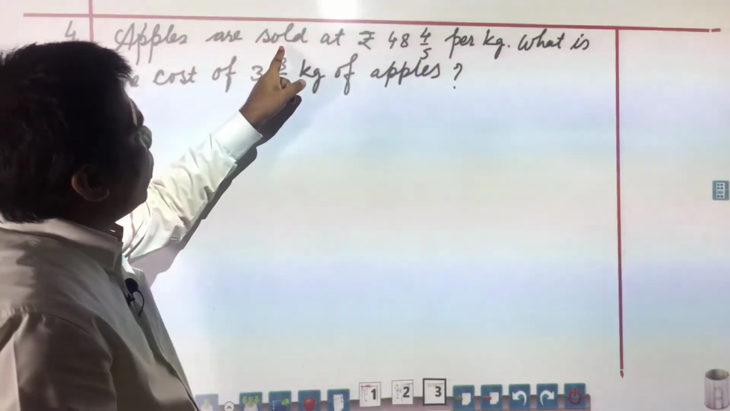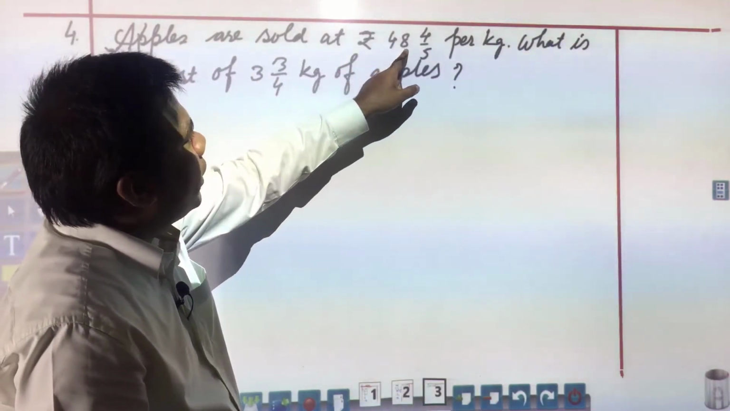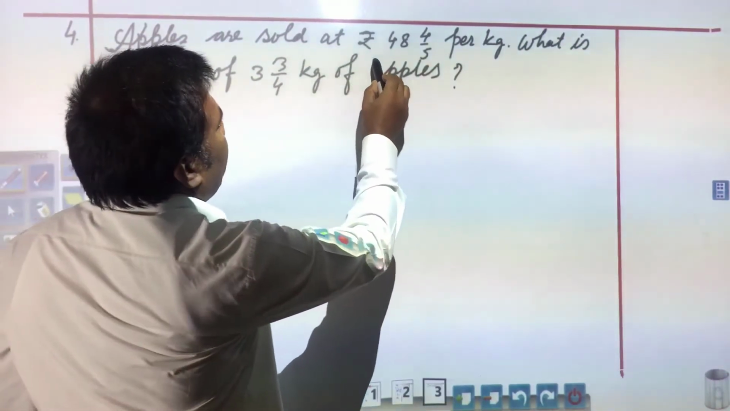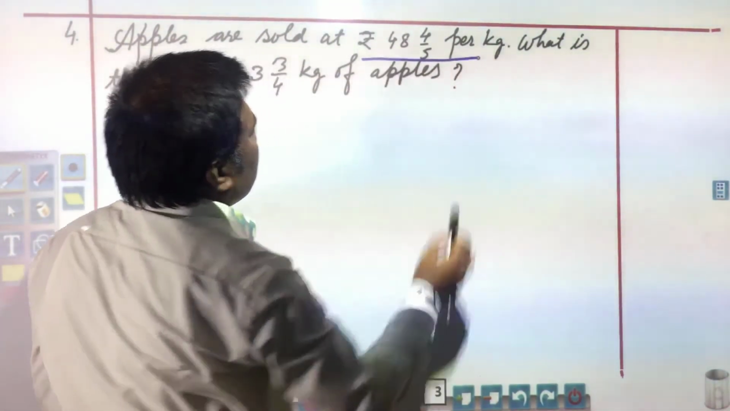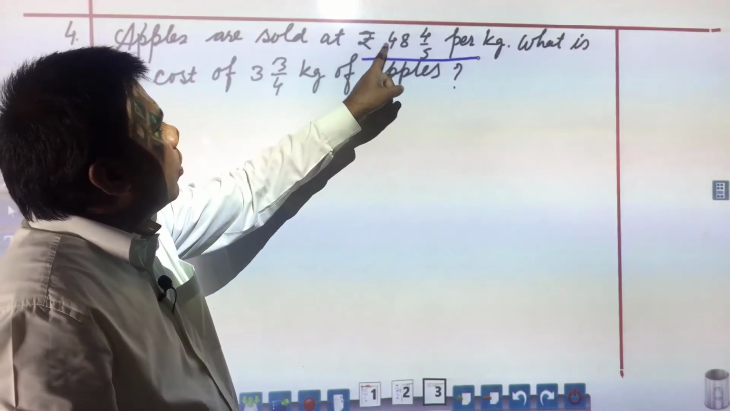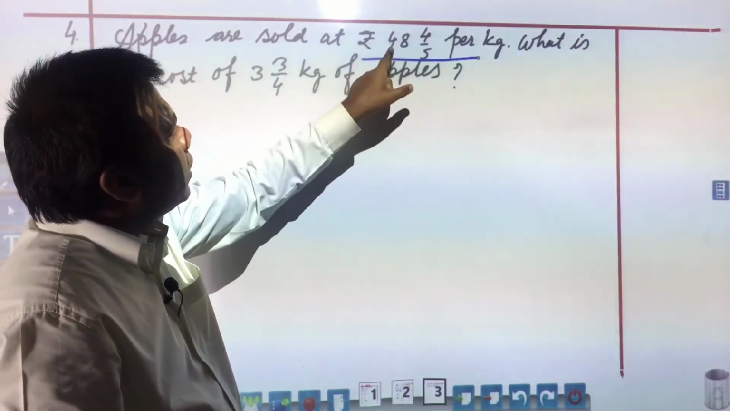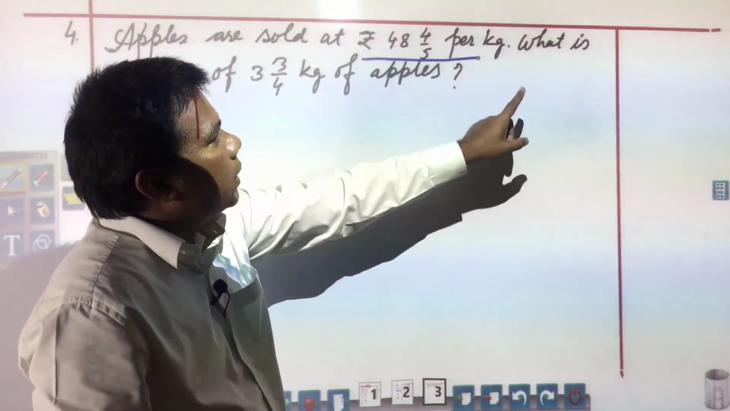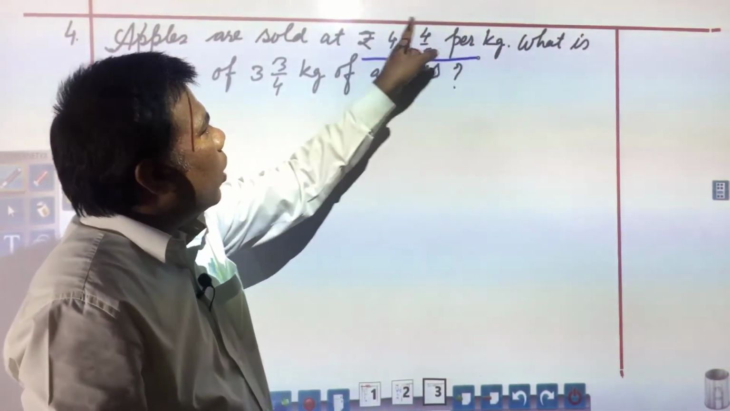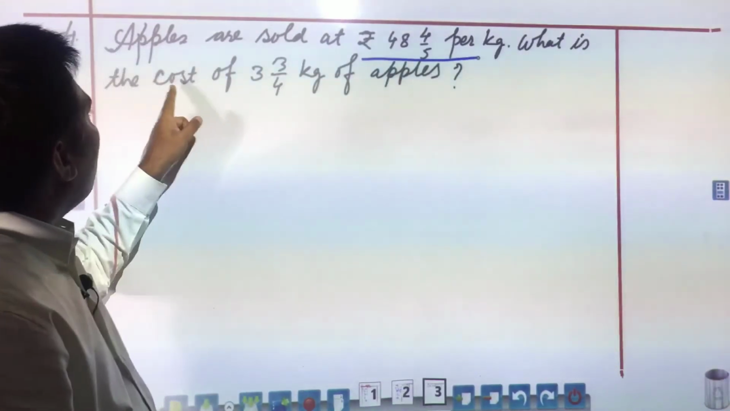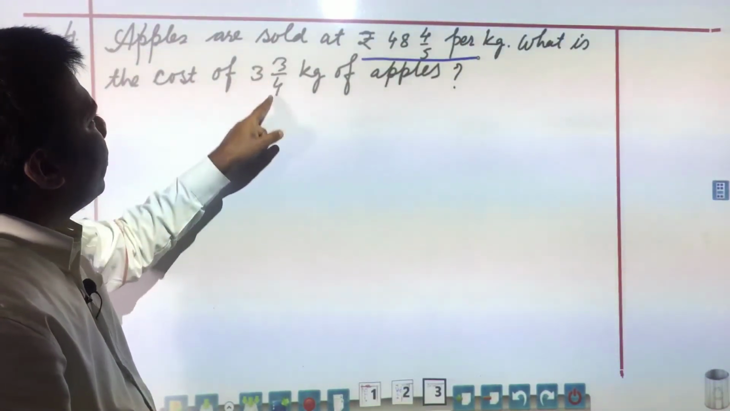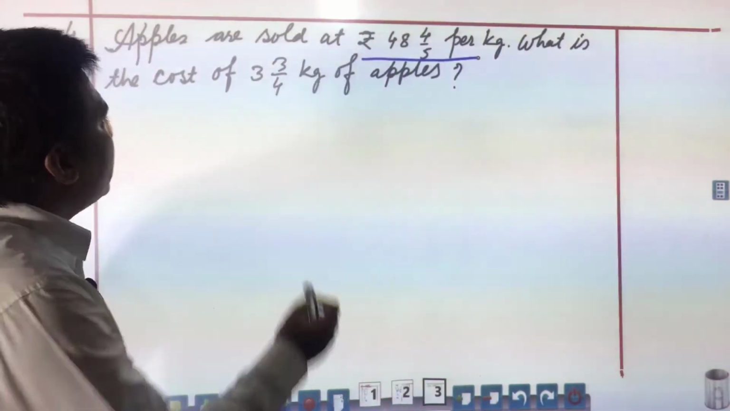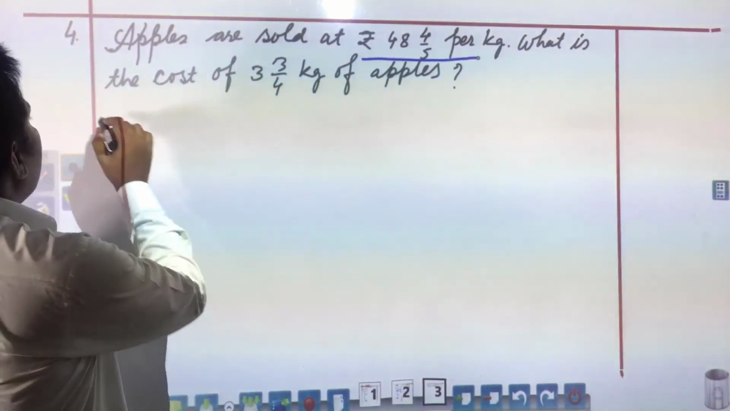Apples are sold at rupees 48 whole 4 by 5 per kg, means 1 kg of apple costs this much. What is the cost of 3 whole 3 by 4 kg of apples? So, simply we need to apply the unitary method. How can it be solved?